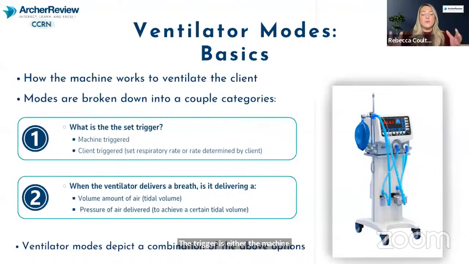The machine: if we have a set respiratory rate, if we said that respiratory rate was 16 breaths a minute, that patient could be completely sedated and not initiating any breaths on their own, and the machine is going to trigger 16 breaths a minute for them. Now, if we have a patient who's a little bit more awake and they're able to initiate their own breaths, we might take a set rate away. We don't need it. And now the patient is triggering their own breaths.